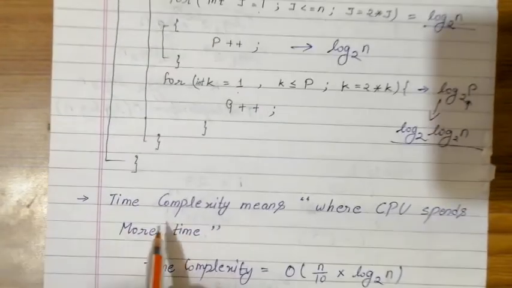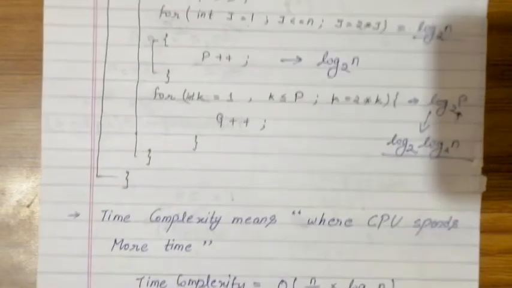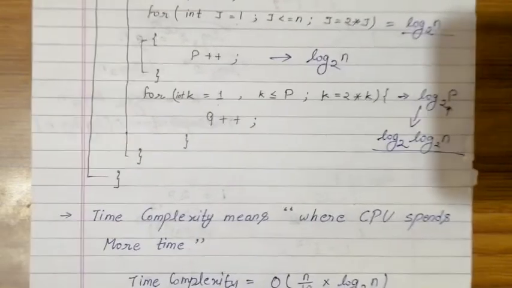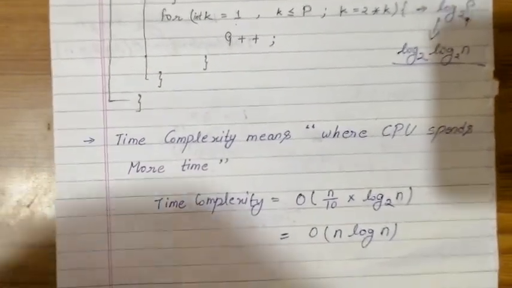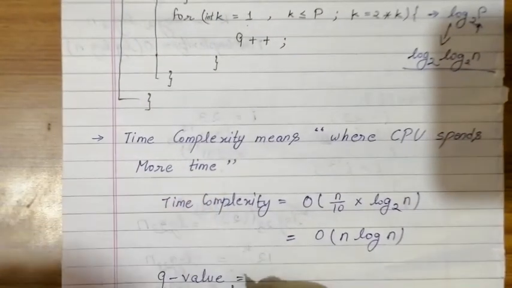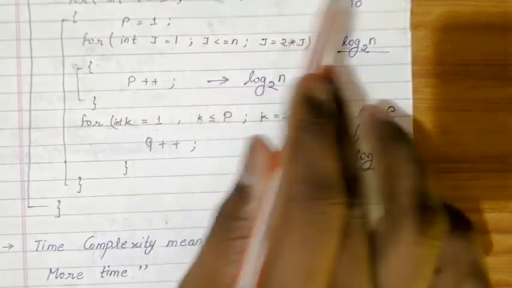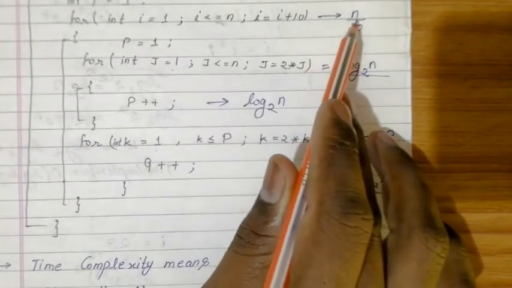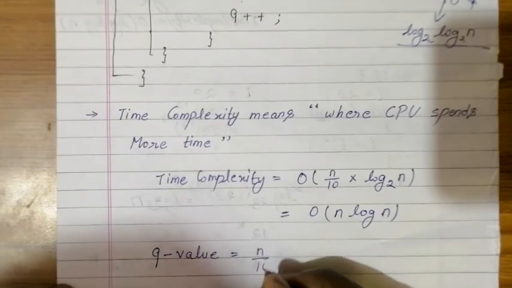The time complexity means where the CPU spends more time, which is basically the for loops, while loops and do while loops. Now how to find the q value? Now you see how to find the q value. For the outer for loop, you see how many times it will run. It will run n by 10 times. So it will become n by 10.